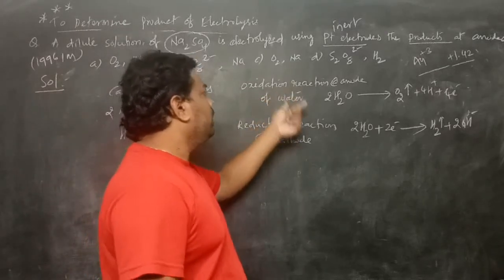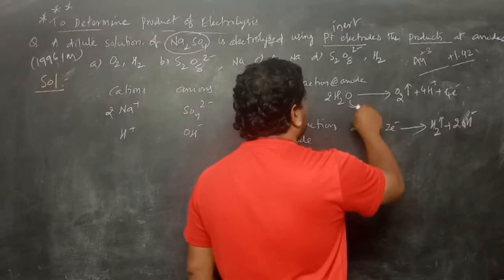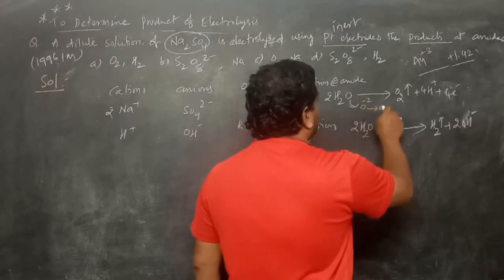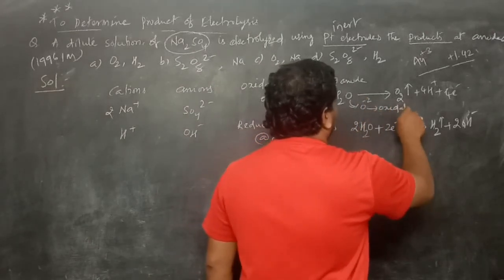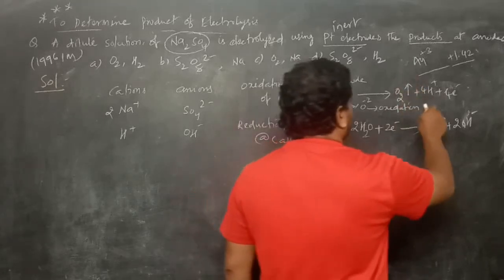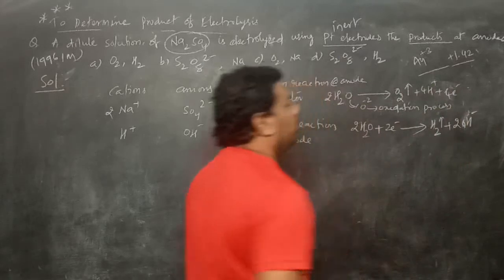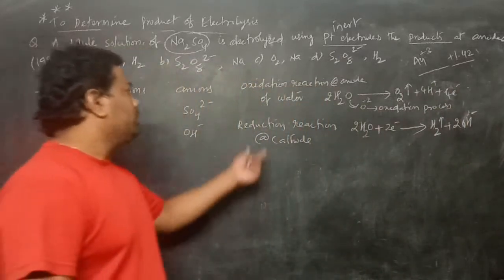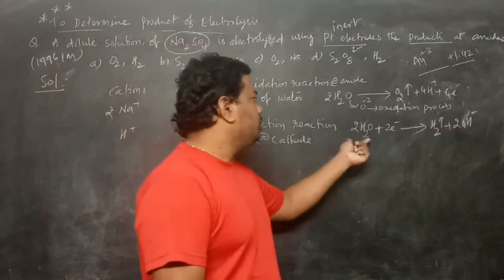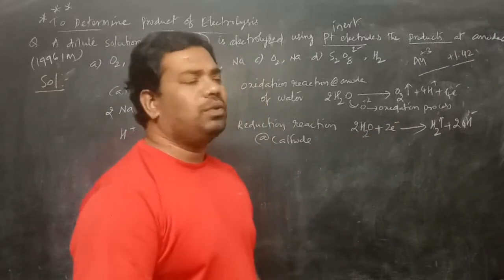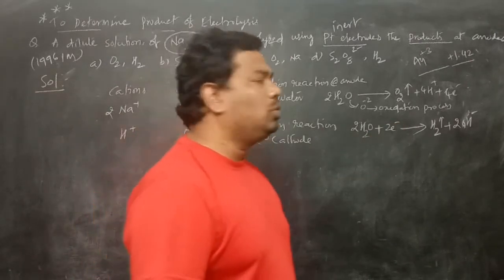If water here, so the oxide ion, O minus 2, undergoes the oxidation process, the oxidation reaction, it is liberated as O2. So the reduction reaction at the cathode is 2H2O plus 2 electrons gives rise to H2 gas plus 2OH minus.